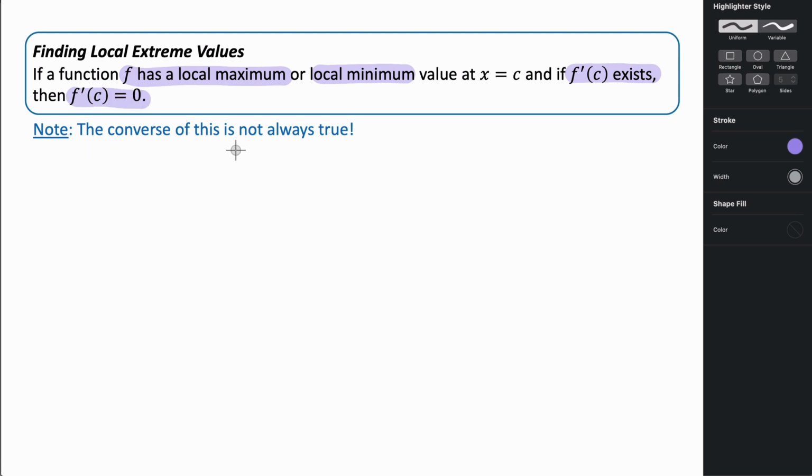Now, the converse of this is not always true. So just because the derivative is equal to 0 does not necessarily mean that we have a local maximum or a local minimum. However, if there is a local maximum or a local minimum and the derivative exists, then the derivative must be 0.